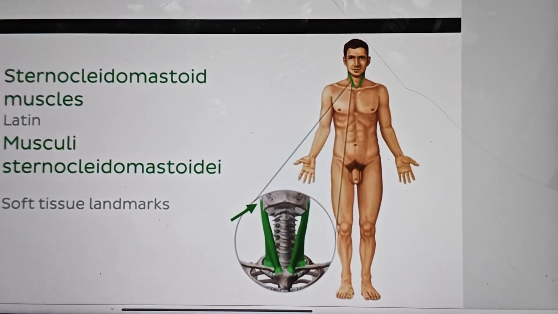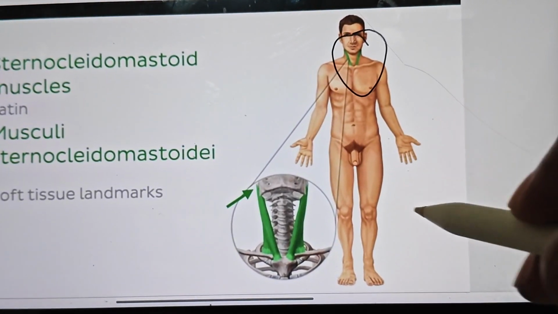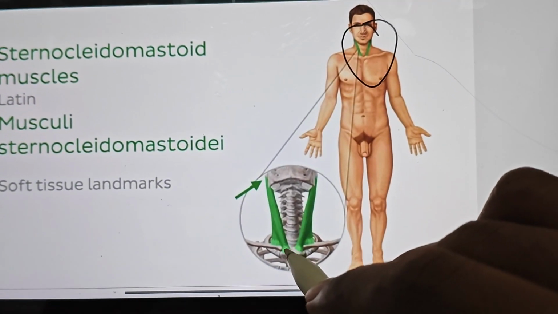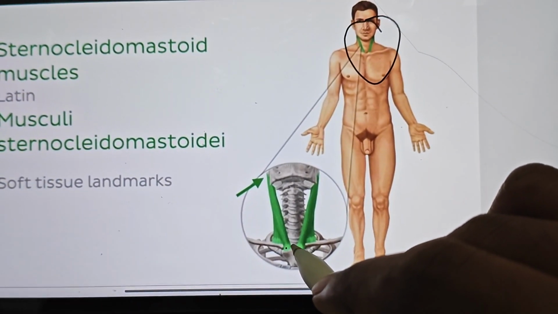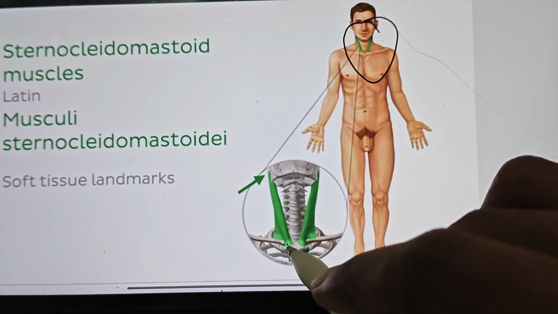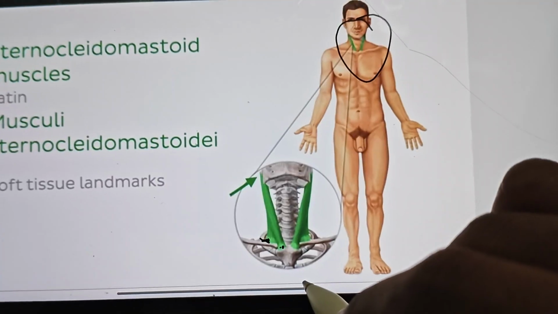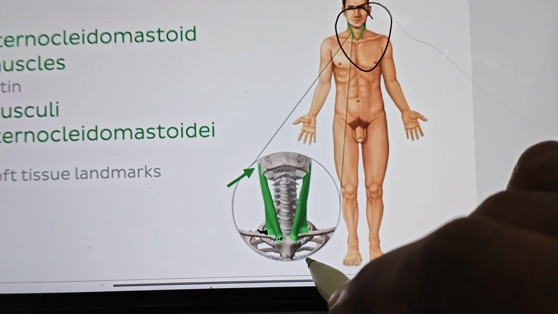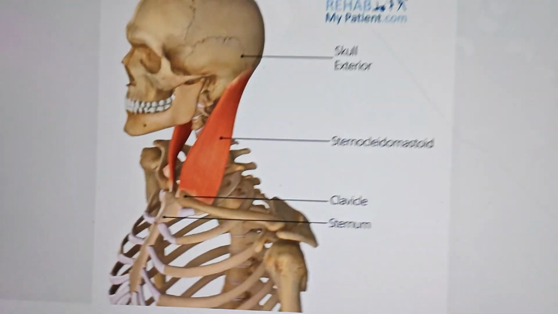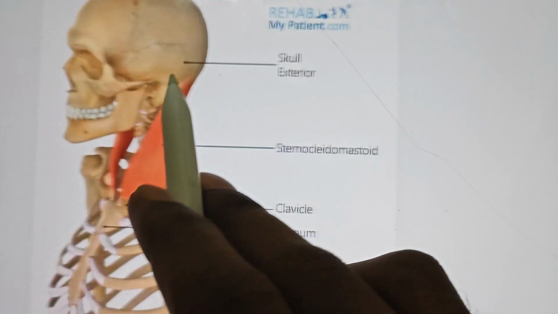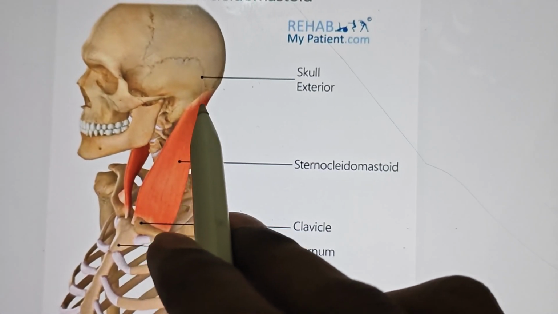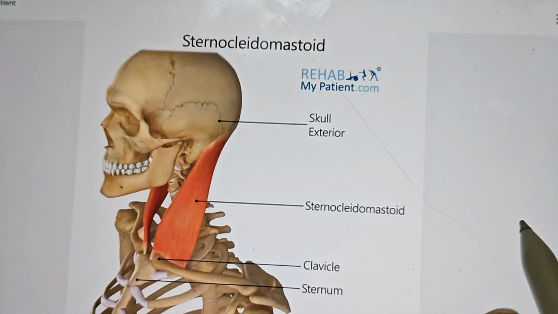In this image you can see the SCM. This one is the SCM. It originates from here, this one is the sternal head and this one is the clavicular head. I hope you can appreciate it in this video. For the insertion, it is exactly right here. You can see in this image.